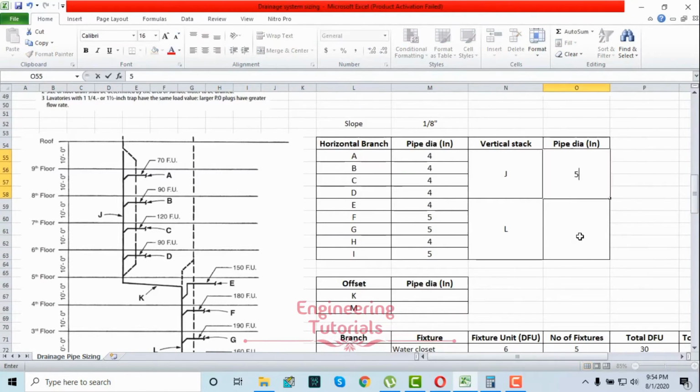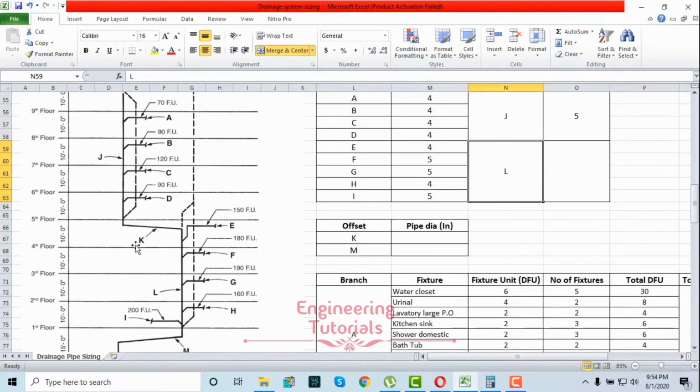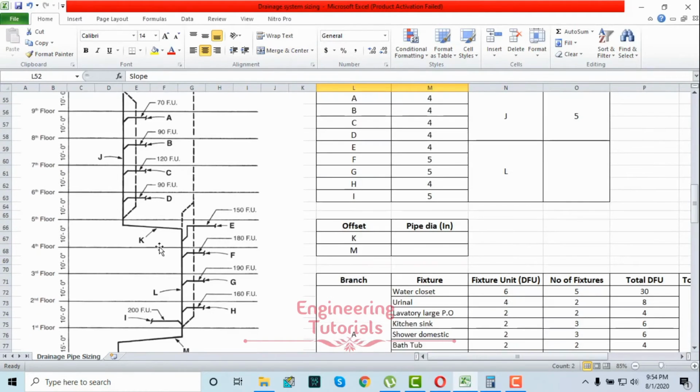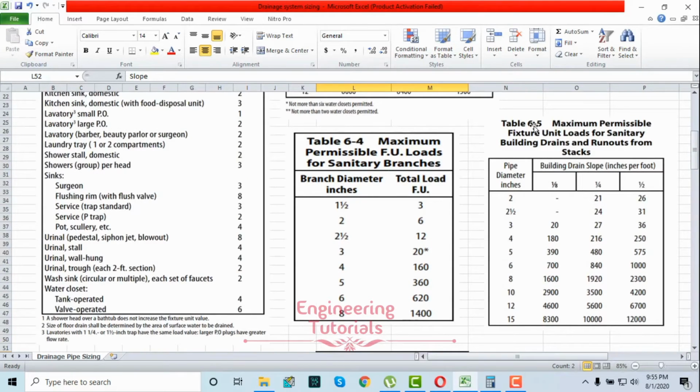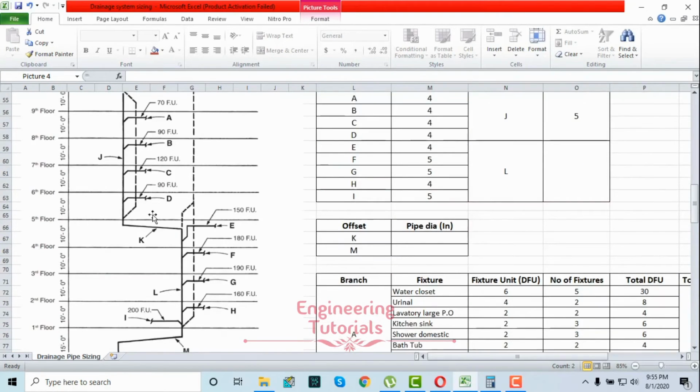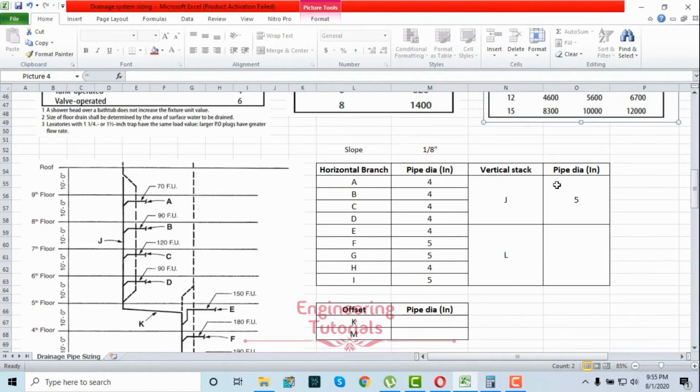So this is 5 inches, and then we have to calculate this offset runout pipe size. The slope which we used in our project is 1/8 inch per foot. So this K section, or runout or offset, is going to be sized based on table 6-5, maximum permissible fixture unit load for sanitary building drains and runout from the stack. This is a runout from the stack pipe, or it is also called an offset.